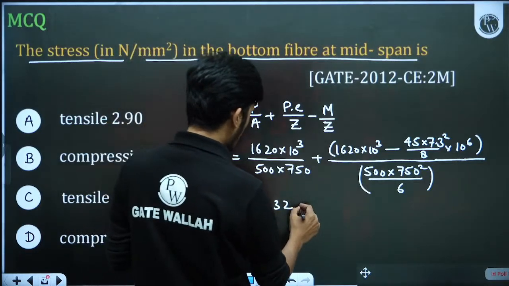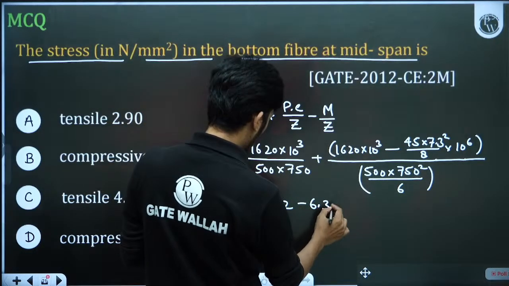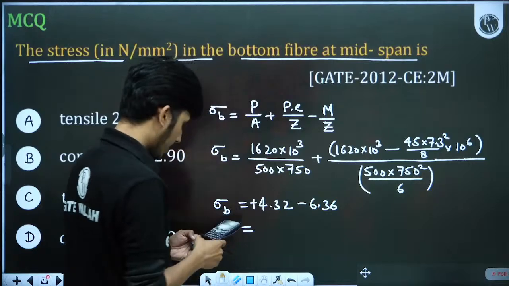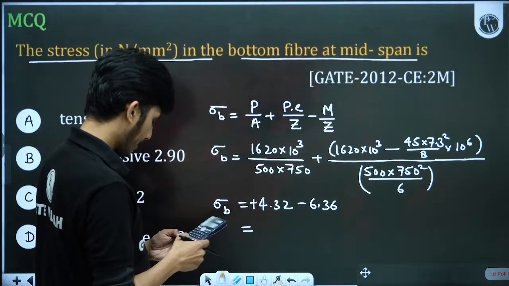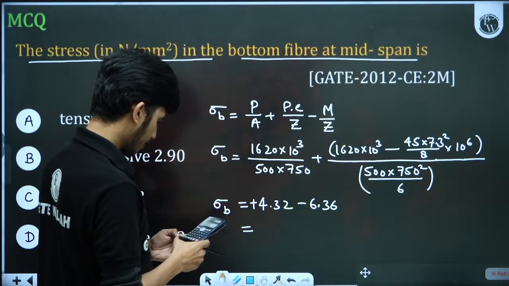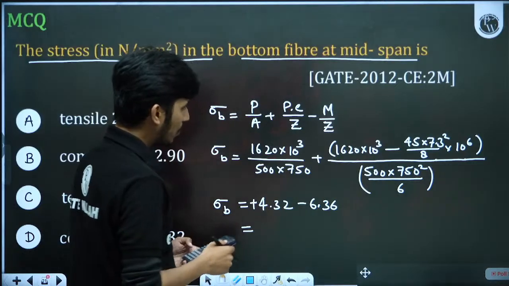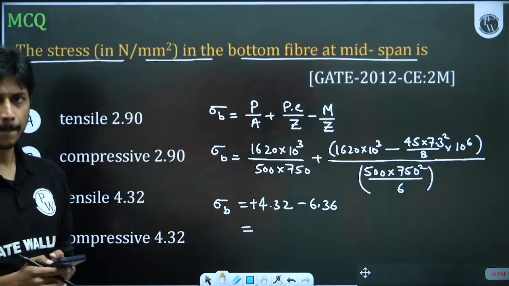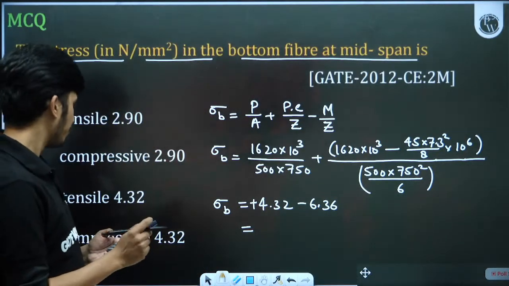This is coming out to be minus 6.36. So let us check what the value is coming out to be. I think that is not correct. Let me again check. I have done something wrong.